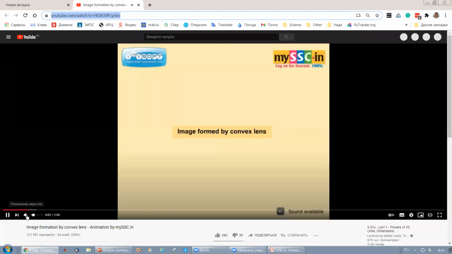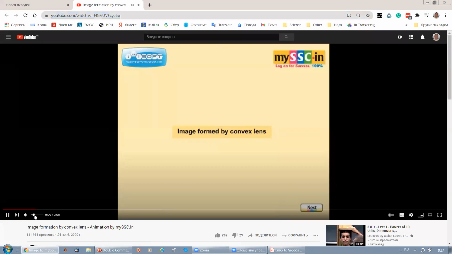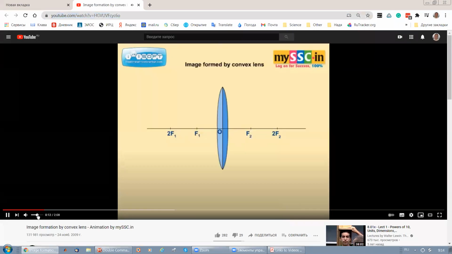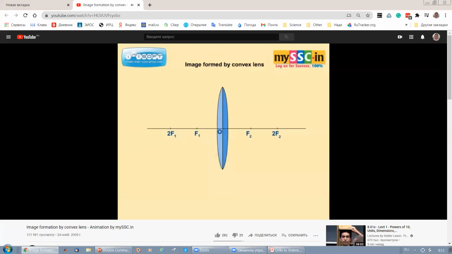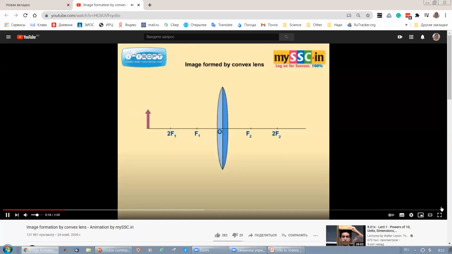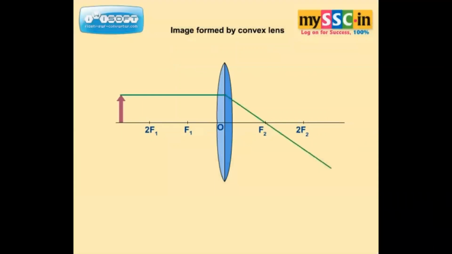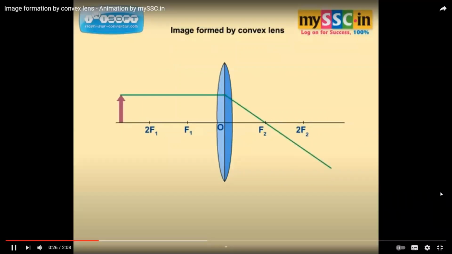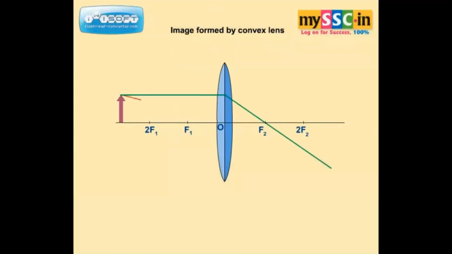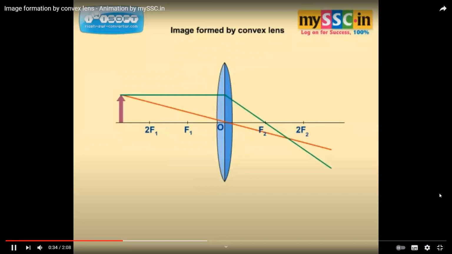Image formed by convex lens. To find the position of image, draw three rays starting from object. Draw an incident ray parallel to optical axis. After refraction, it passes through second principal focus f2 of a convex lens. Draw an incident ray passing through optical center O. After refraction, it emerges without any deviation.